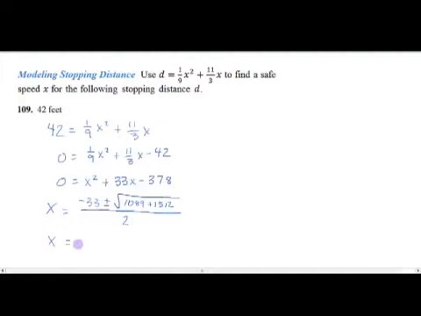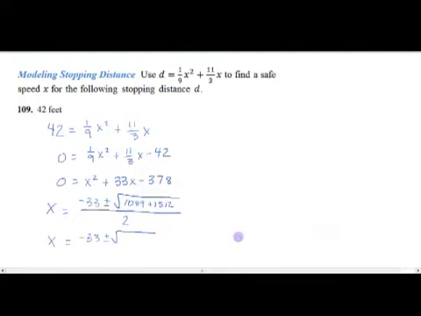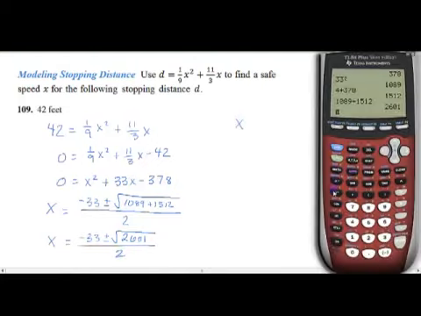It gives me x is negative 33 plus or minus the square root of 1089 plus 1512, and we get 2601, all over 2. So the square root of 2601 is 51. Now if I take negative 33 and I subtract 51, I'm going to get a negative number divided by 2.